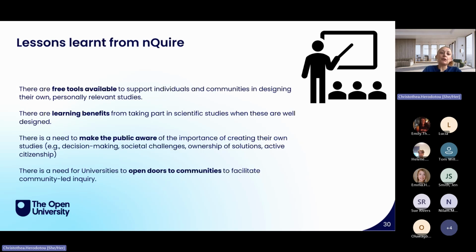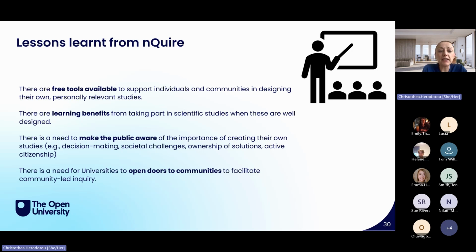So the lessons we learned from nQuire and following those studies is that there are free tools available that can support individuals and communities to design their own personally relevant studies. There are learning benefits from taking part in studies, but the important factor here is to design the study in a way that promotes learning. So you need to think what is the objective for science, but also what is the objective for the public to take part in the study.